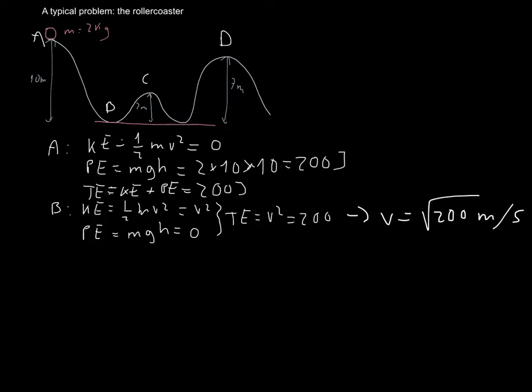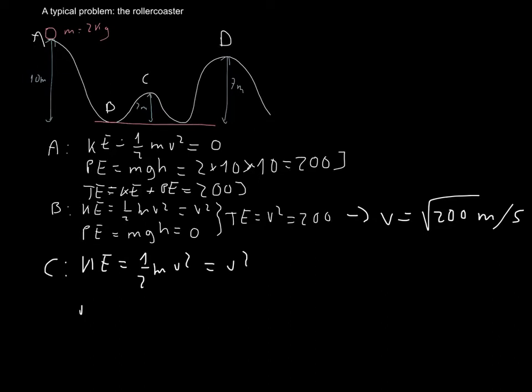What if I want to calculate things at point C? And I'm not going to do D because it's the same thing. So if I want to calculate things at point C, then again, kinetic energy will be 1/2 of mv squared. It won't be 0. It will have some speed here. So I don't know how much speed, but it will have some speed. So again, 1/2 of m, some speed I don't know. m is 2, so again, equal to v squared.